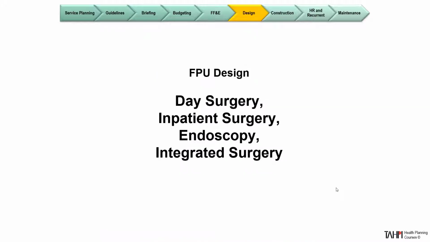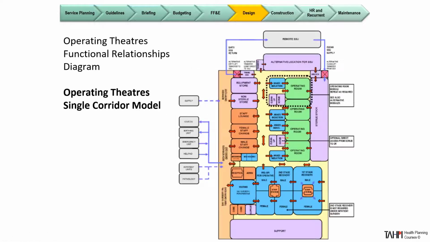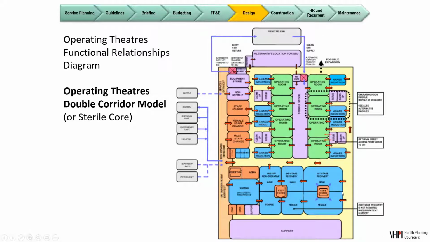In session 7 part 2, we cover day surgery, inpatient surgery, endoscopy, and integrated surgery. As usual, we start with functional relationship diagrams under many different models. For example, single corridor model, double corridor model, and hybrid models.